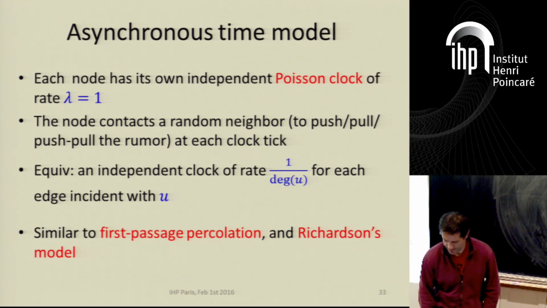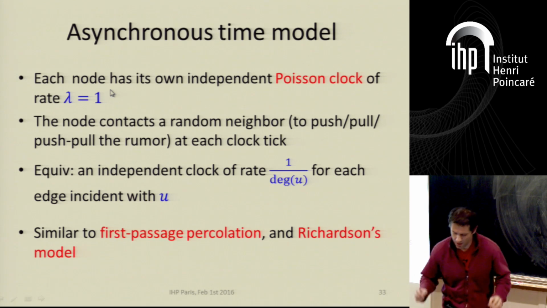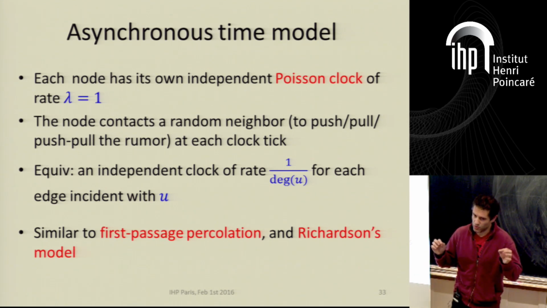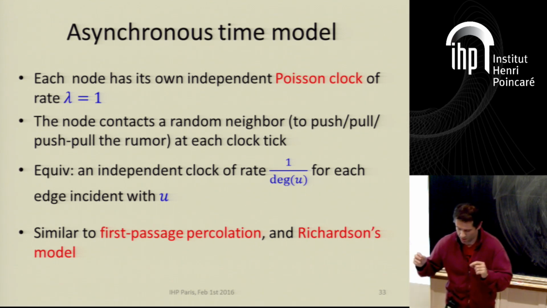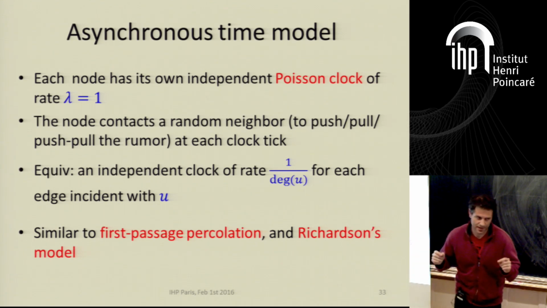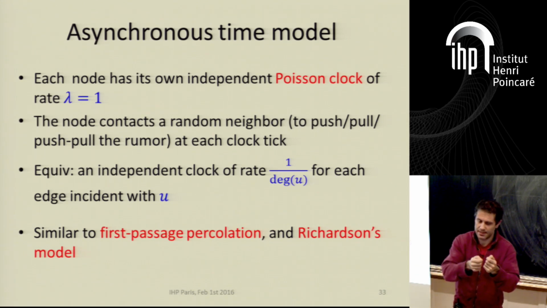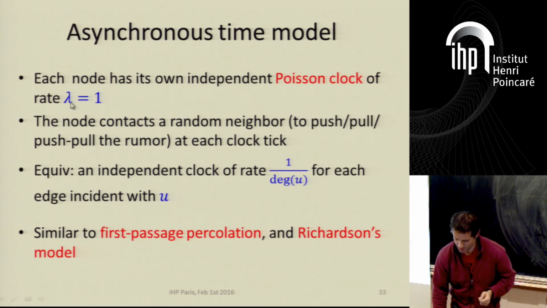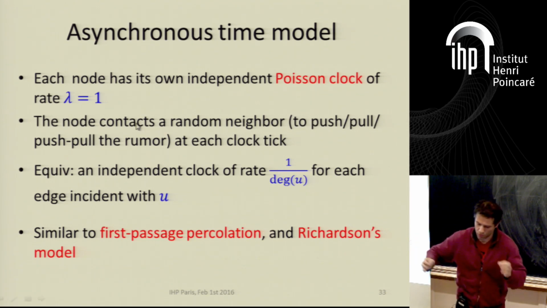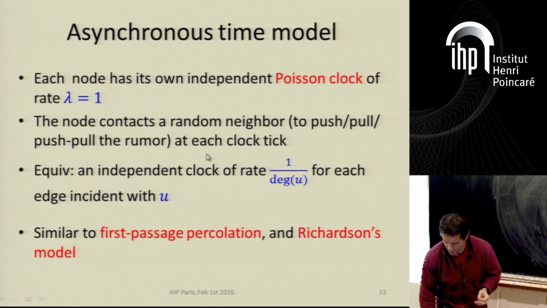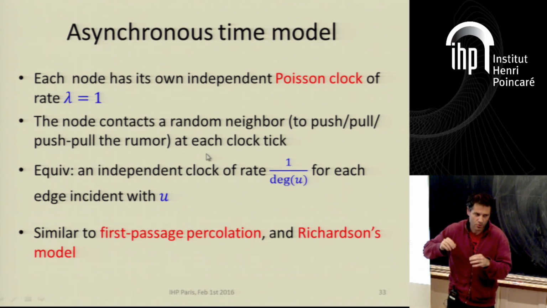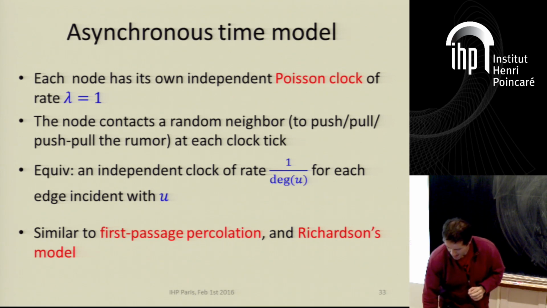So what is this standard model that has been considered? Now each node has its own independent clock, which is an independent Poisson process of constant rate. This means that the time between two ticks is an independent exponentially distributed random variable with mean 1. And now it contacts a random neighbor to do what the protocol says, to push, pull, or push-pull, each time its own clock ticks.